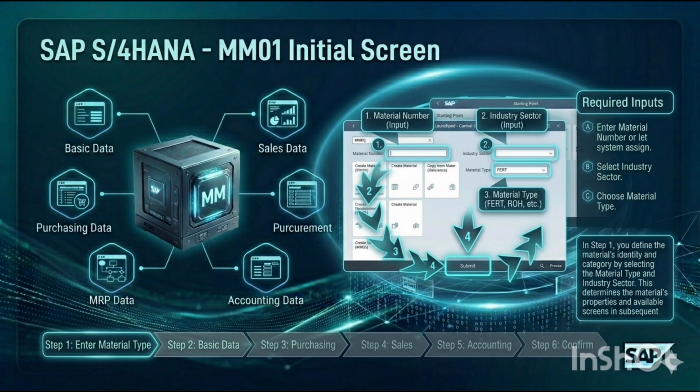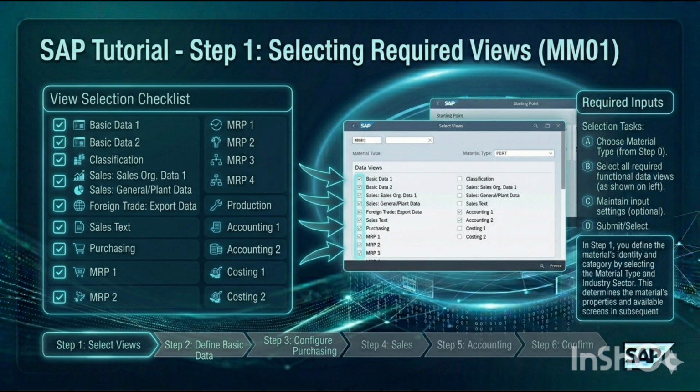In this step, SAP shows all available views. You must carefully select only the views you need for this material. For a typical finished good, we normally select Basic Data 1, Sales Organization 1 and 2, Purchasing, MRP 1 to 4, and Accounting 1. Selecting unnecessary views will waste time and make the record unnecessarily complex. Once you have selected the required views, click on the Continue button at the bottom.